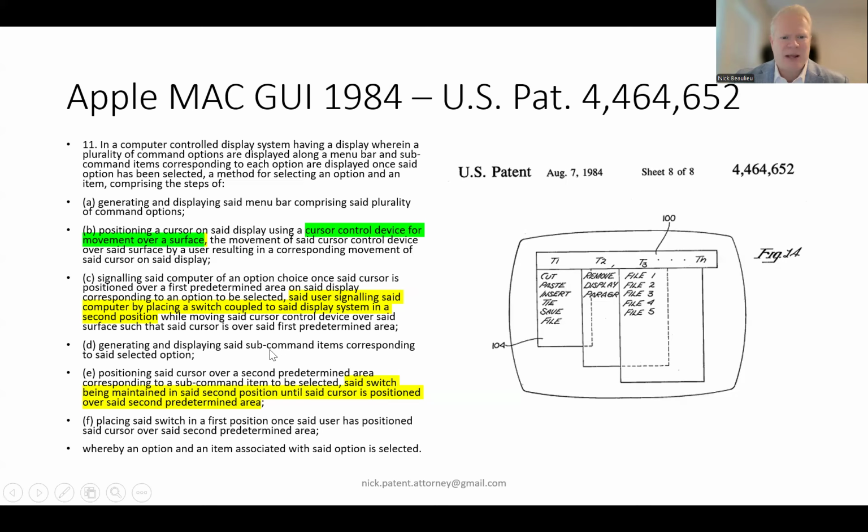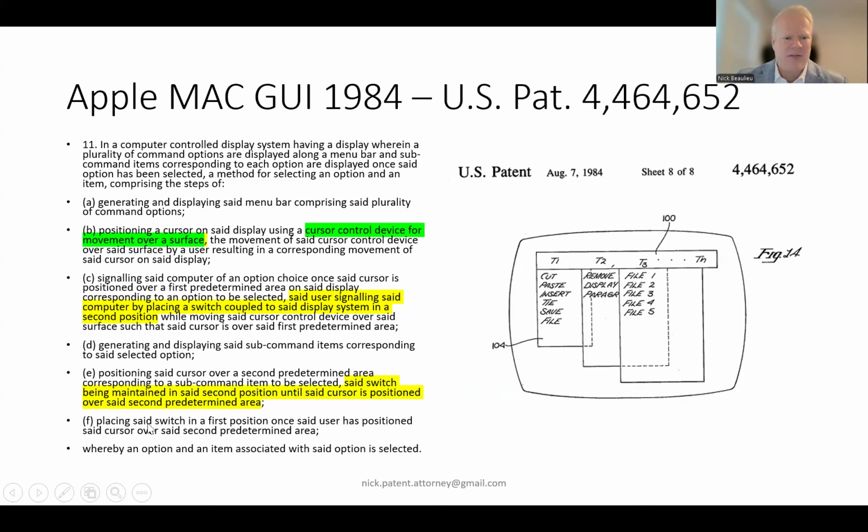D, generating and displaying said subcommand items corresponding to said selected option. So that's kind of showing this cut, paste, insert. E, positioning said cursor over a second predetermined area corresponding to a subcommand item to be selected. Said switch being maintained in second position until said cursor is positioned over said predetermined area. So this is kind of an interesting point. I think it's saying you select one of the top items and then you have to leave the mouse button down and then leave it down until you go to like save or file, and then you can release it to select it.